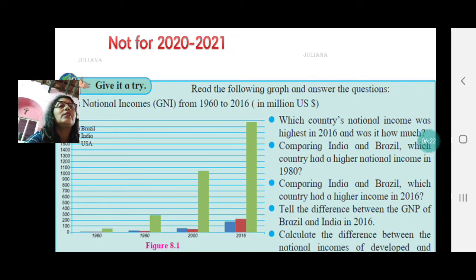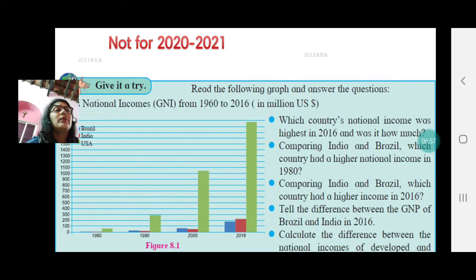Comparing India and Brazil, which country has a higher national income in 1980? Now Brazil is slightly higher. Look at the picture of 1980. Brazil's national income is slightly higher than India. Comparing India and Brazil, which country had a higher income in 2016? Now India has outbeaten Brazil and India is leading, because you find in 2016 India's graph higher than that of Brazil.